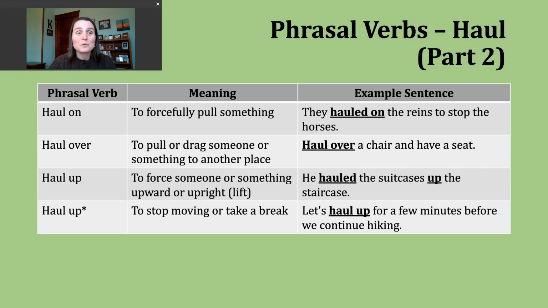The next phrasal verb we'll discuss is to haul on. This can mean that you are forcefully pulling something along. An example: they hauled on the reins to stop the horses. Okay. So if you can imagine reins, you might think of that sort of like the rope that is connected to horses, right? And someone really forcefully pulling or yanking on the horses to get them to stop.